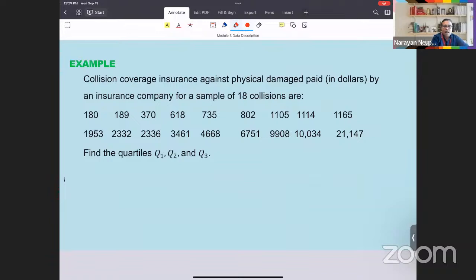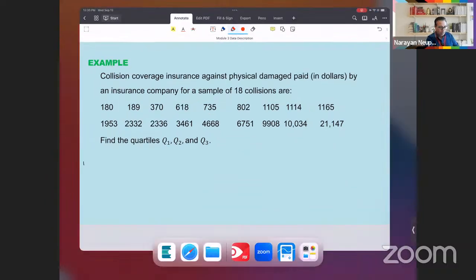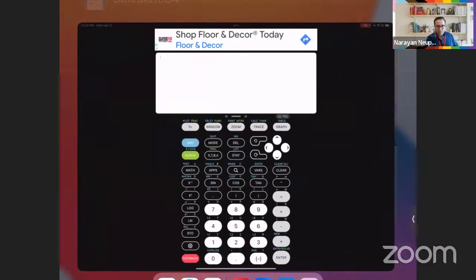Anyway, let's see how we can find the 3 quartiles using our calculator. I'll not be able to share my calculator from my computer because of the internet. So I'll try to share a calculator app that I have on my iPad, which is similar to our TI-84 calculator.